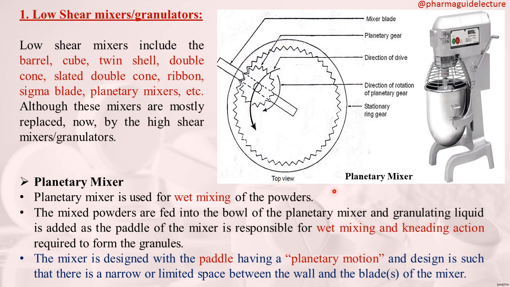The mixer is designed with the paddle having a planetary motion. You can see the top view of this planetary mixer. This is the mixer blade. Here the paddle is attached. This is the stationary gear, and this is the planetary gear. This is the direction of drive. So this planetary gear will result in the rotation of the paddle like this. So it is designed to have a planetary motion. The design is such that there is a narrow or limited space between the wall and the blade of the mixer. This space is very small, so as to avoid void space.